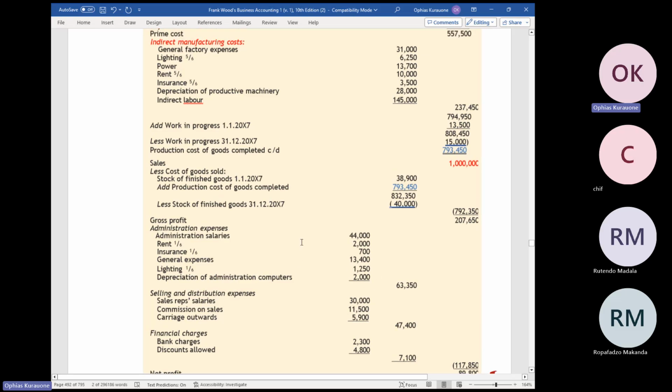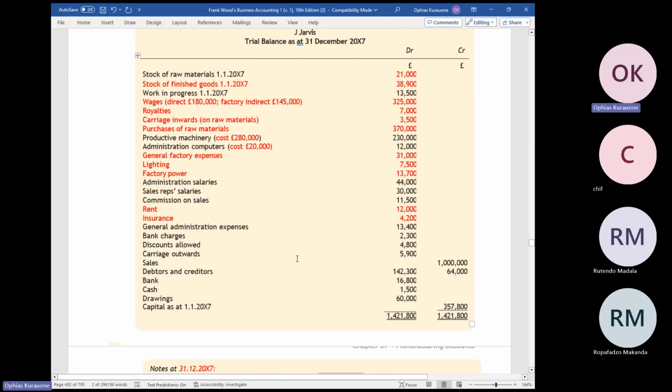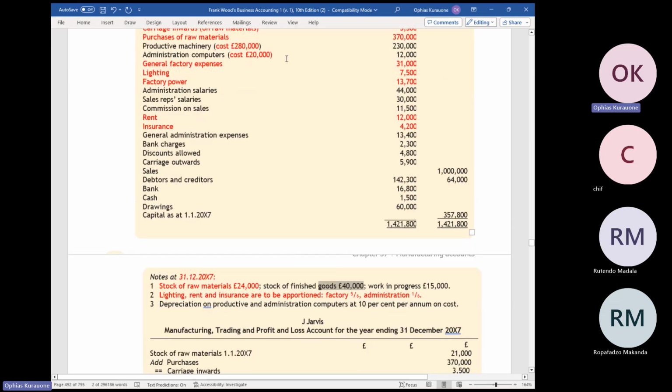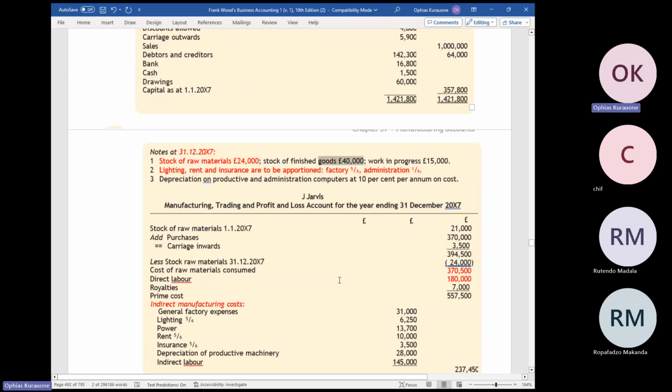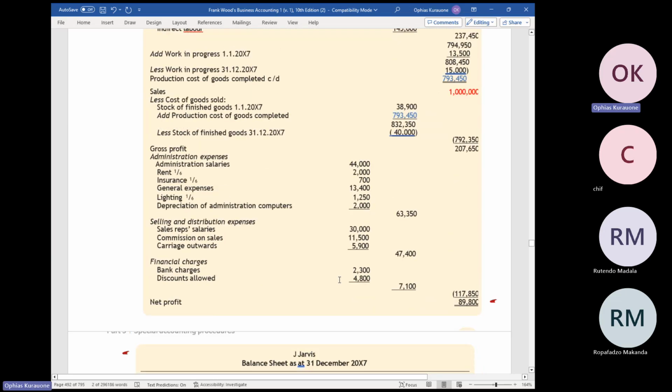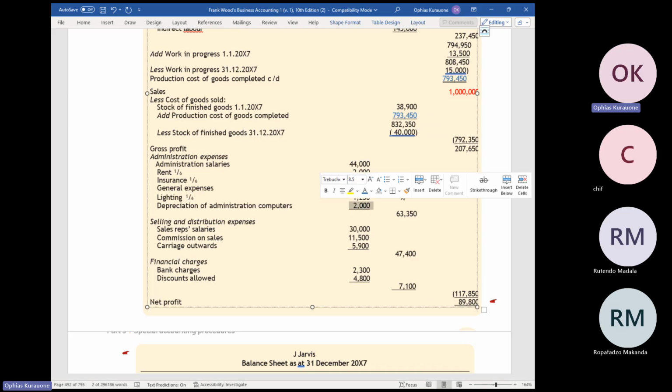So 10% of this, because this was 10% per annum, 10% times 20,000, that is 2,000 here, because we get this figure after we have said 10% of 20,000.